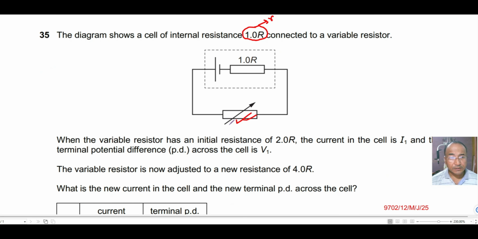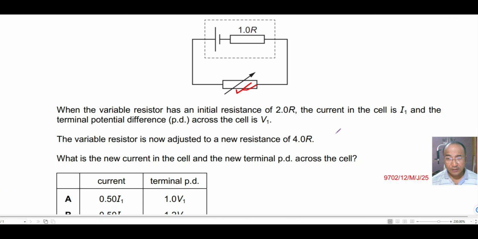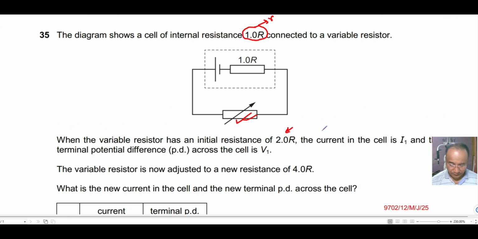When the variable resistor has an initial resistance of 2.0 R, so the value of this thing is equal to 2.0 R, the current in the cell is I1. So let's make out an equation here. So when we have the resistance equal to 2R, the current is I1, and terminal PD is V1. So let's form equations for those things.